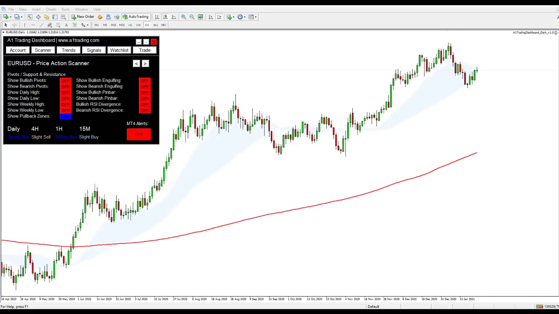Now you can see more specifically that recently we've been in that pullback zone, and that is very interesting to me because we've actually held the bottom of this really well. And so my bias here on Euro USD is still very bullish.